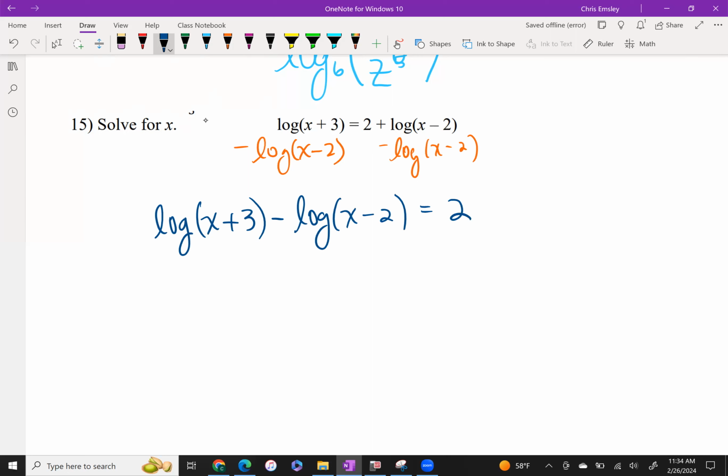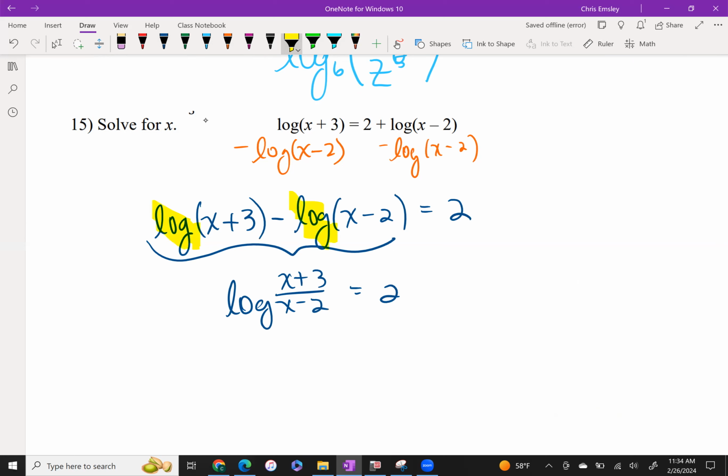Okay, now that all the logs are on the left, now I can use my properties of logarithms. I'm going to use that quotient rule. This is equivalent to log of x plus 3 over x minus 2. And I can do that because these are both log base 10. Remember, when there's no number down there, that's base 10. They have to match in order for us to put them together.